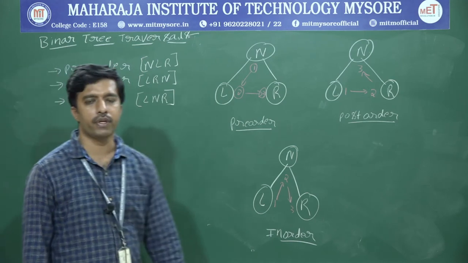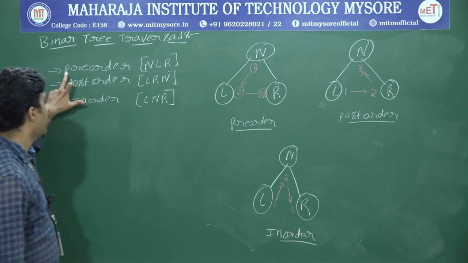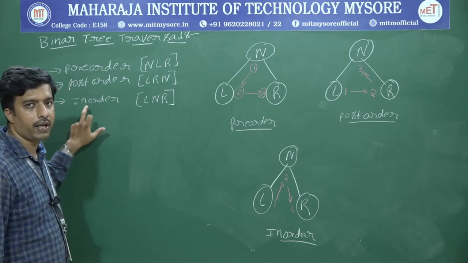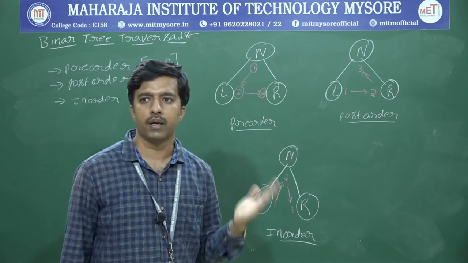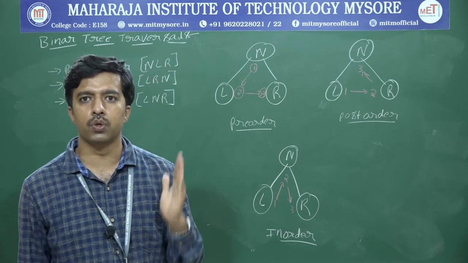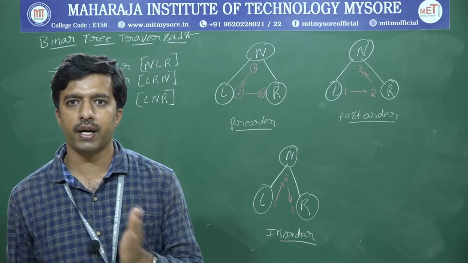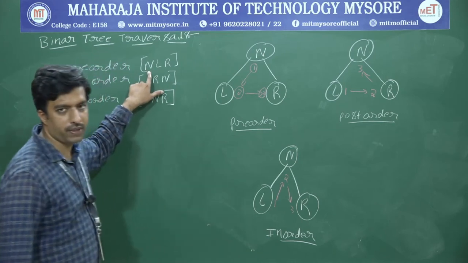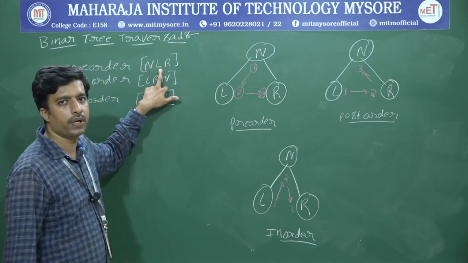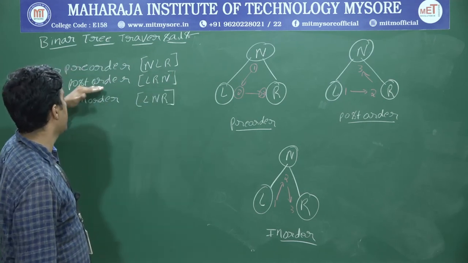Here we have three types of traversing: pre-order, post-order and in-order. Pre means previously. If you process the node before traversing to the left and right, that is called pre-order. The node is processed first, later it traverses to the left and later it traverses to the right. That is called pre-order.